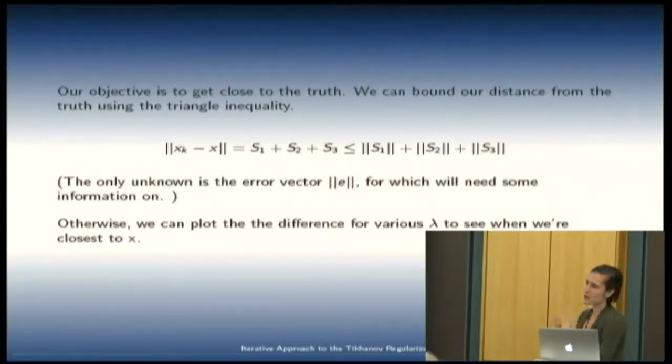The triangle inequality, if you remember, like from Pythagoras' theorem, just says that the norm of the sum of the three matrices is less than the sum of the norm of each of them. And so we know we have an upper bound on xk minus x.